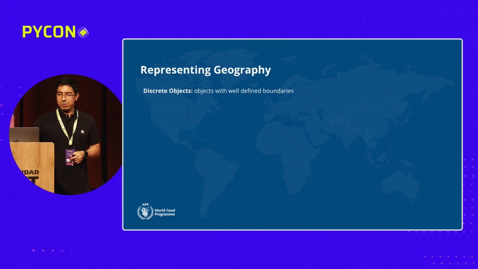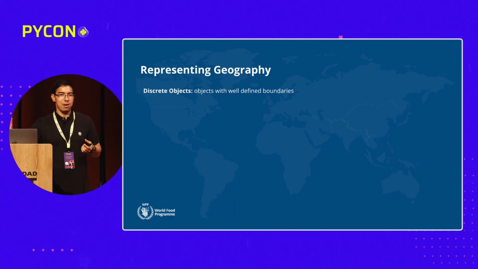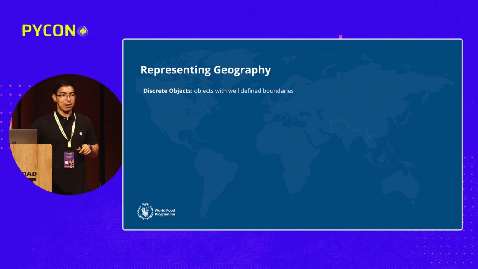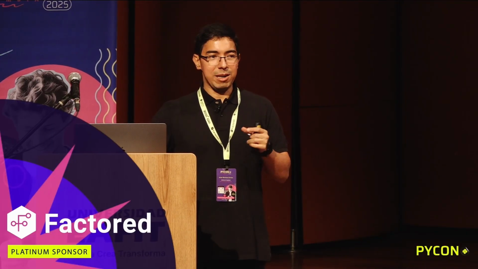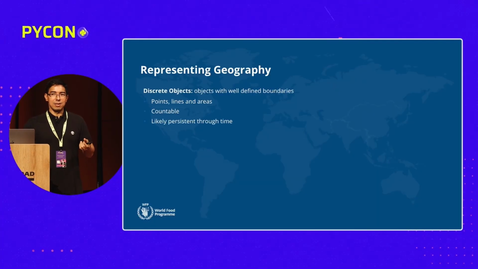So we have discrete objects. These objects have defined boundaries. You can have the boundaries of the countries, or the lines of the roads, or the polygons of the buildings, which are points, lines, and areas, and those are countable. You can count how many geometries or how many of these objects are in a given area or region, and they are likely persistent through time.